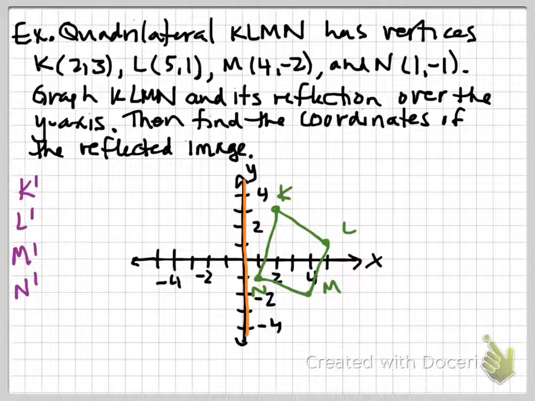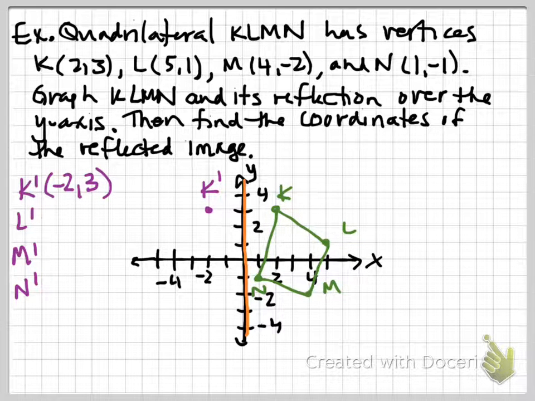Remember, all we have to do is count. K is 2 to the right of the axis, their line of reflection, so K prime would be 2 to the left. The coordinates are (-2, 3). So compared to the original, it was (2, 3). So it looked like y didn't change, but it looked like x's changed.